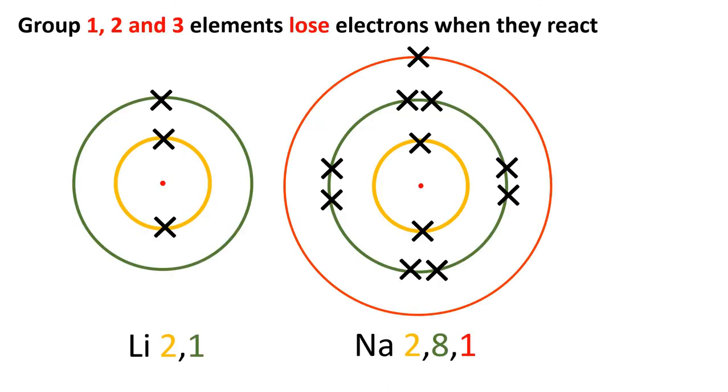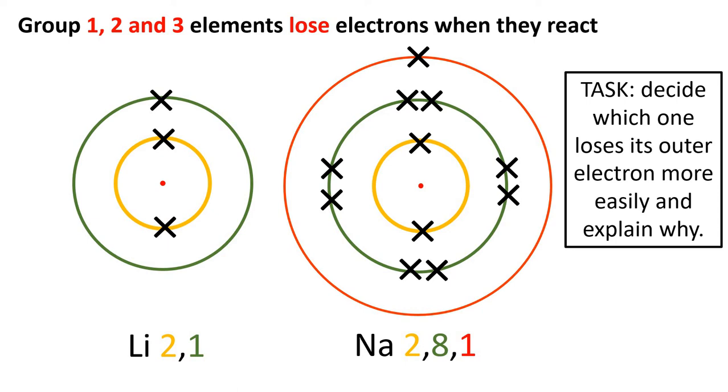What I'd like you to do is, using the fact that groups 1, 2 and 3 elements lose electrons when they react, I want you to tell me which one loses its outer electrons more easily, and I want you to explain why. Okay, so pause the video here. I'd like a fairly lengthy sentence or a little paragraph in your book. Give that a go. Got about 3 or 4 minutes to do that.